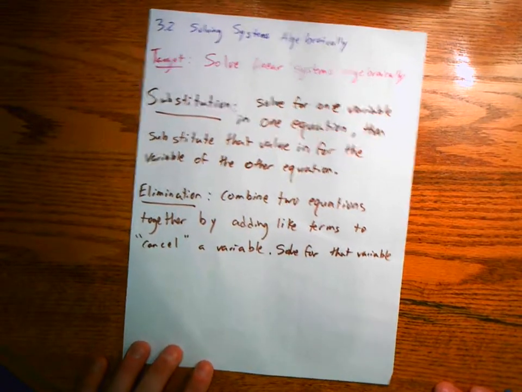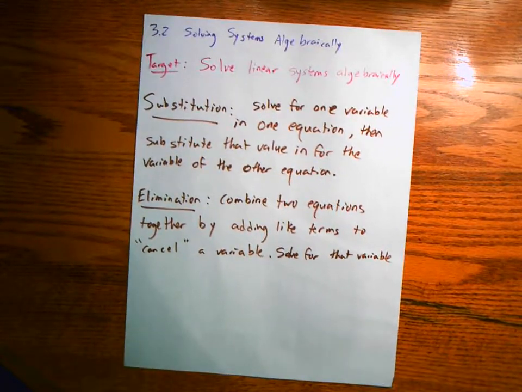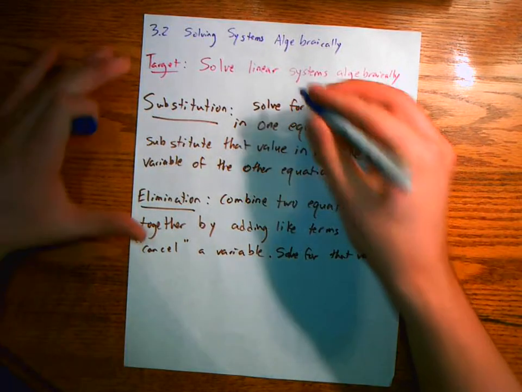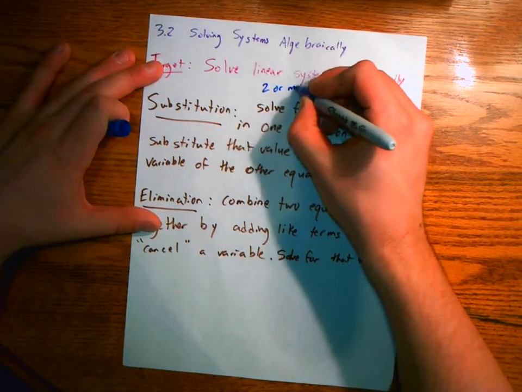Hello, this video is on section 3.2, which is titled Solving Systems Algebraically. We're still dealing with some systems of equations that we dealt with in the last section, except now the learning target is to solve linear systems algebraically. So again, a linear system is two or more equations.